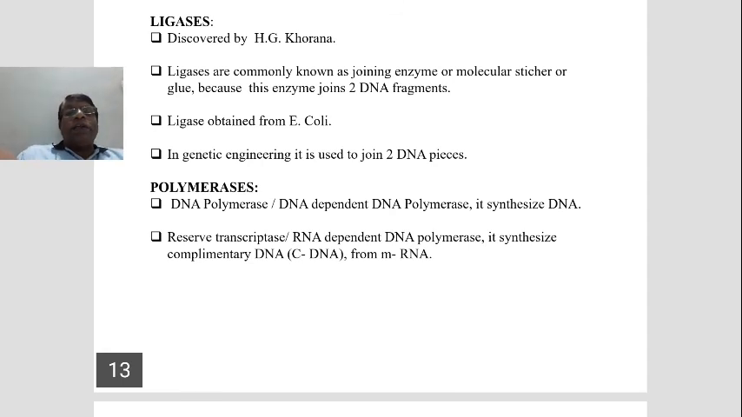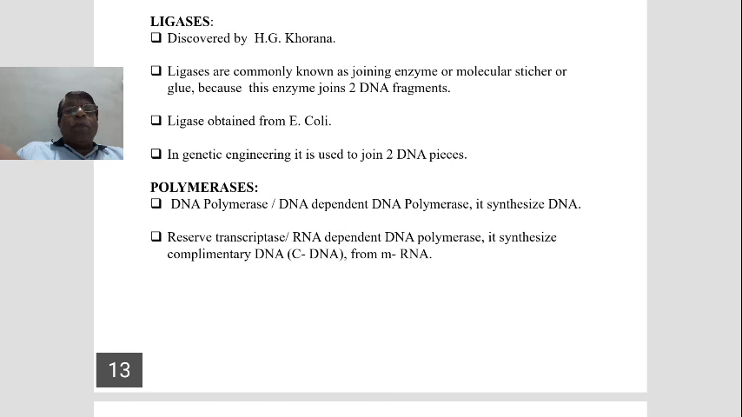The ligase obtained from E. coli bacterium was discovered by H.G. Khorana, an Indian scientist, but now settled in America. Okay.